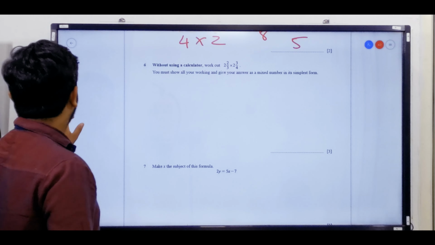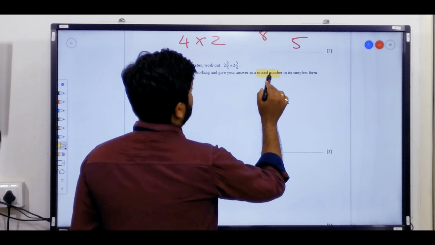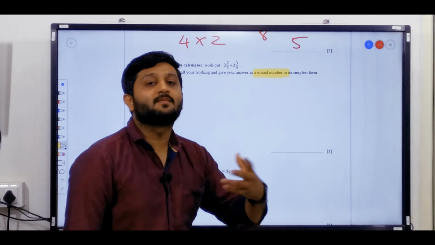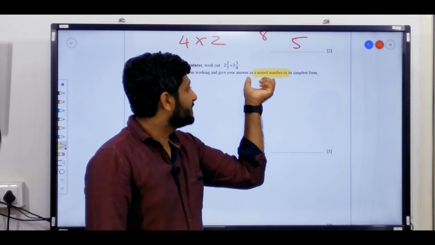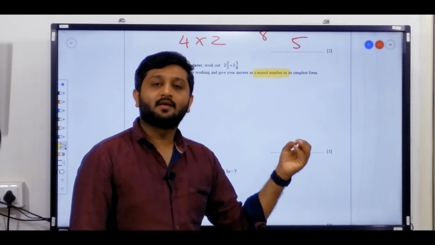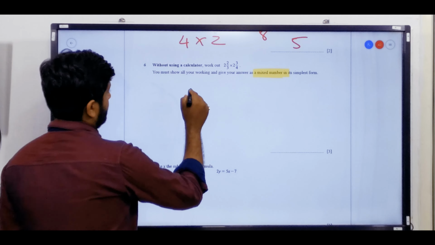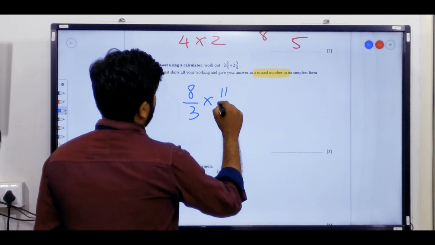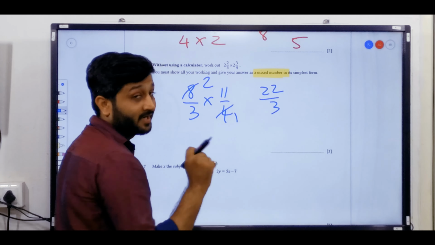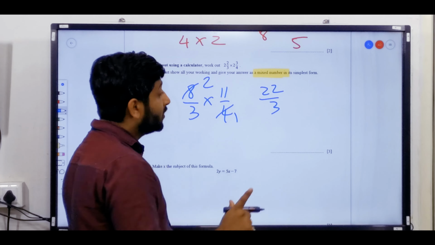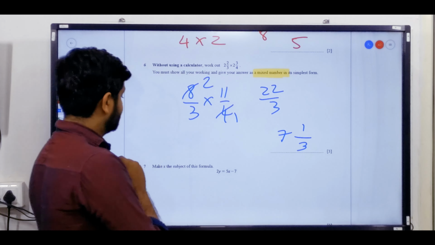Without using calculator, work out. You must show all your working and write your answer as mixed number. See, the question here is very simple, but most of the students, in a hurry of completing the paper, miss out this word and they write their answers in improper fraction. So let us convert first into improper fraction. This will be 8 upon 3 into 11 upon 4. This answer becomes 22.3. See, don't write 22.3 here. Make sure that you convert this into mixed number. So this will be 7 integer 1 upon 3.